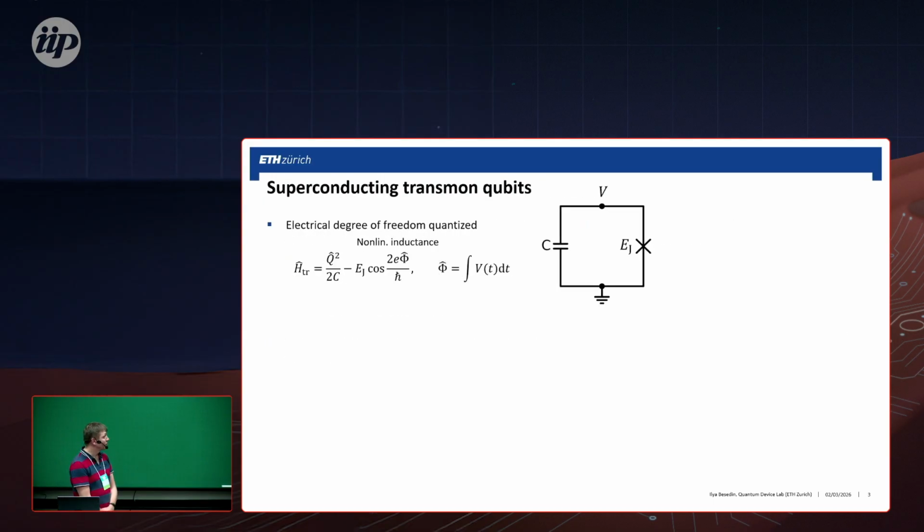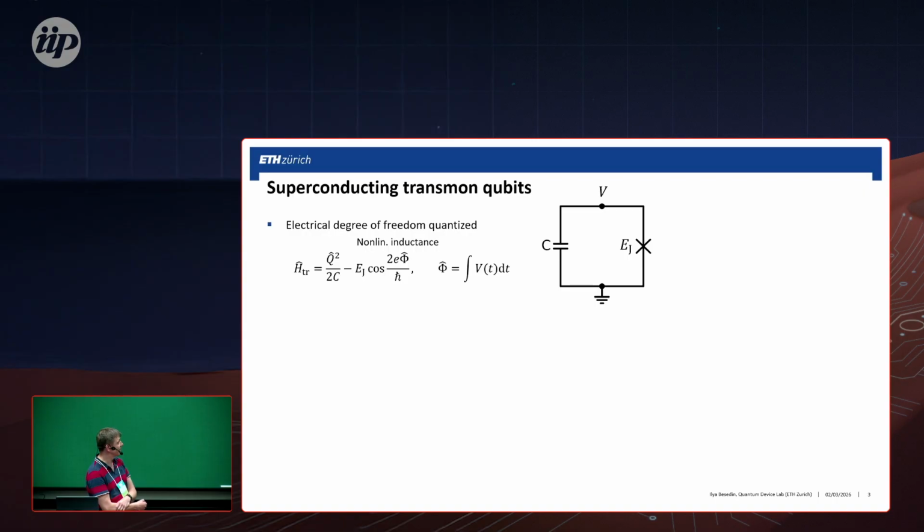So I work with superconducting qubits. Superconducting qubits are electrical qubits, meaning that our quantum degrees of freedom are voltages. And this circuit that I'm showing here is a bit like an LC circuit. So you have the C, the capacitor, and you have this thing. This thing is a Josephson junction. It's a bit like an inductance, but a nonlinear inductance. And then you can write down the Hamiltonian of this circuit.